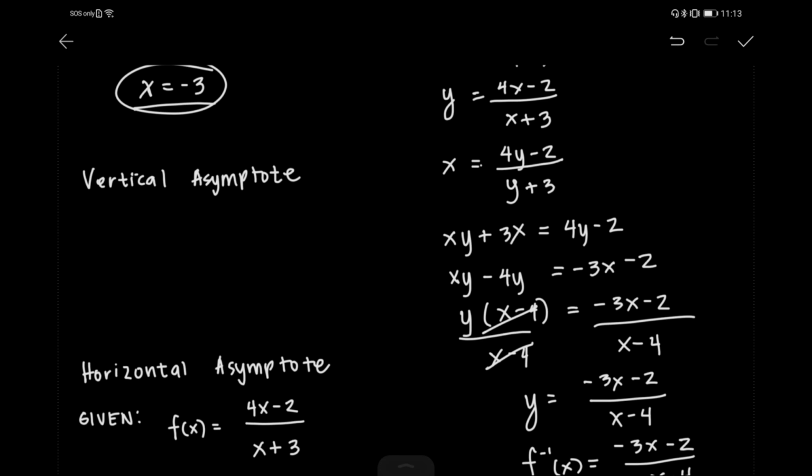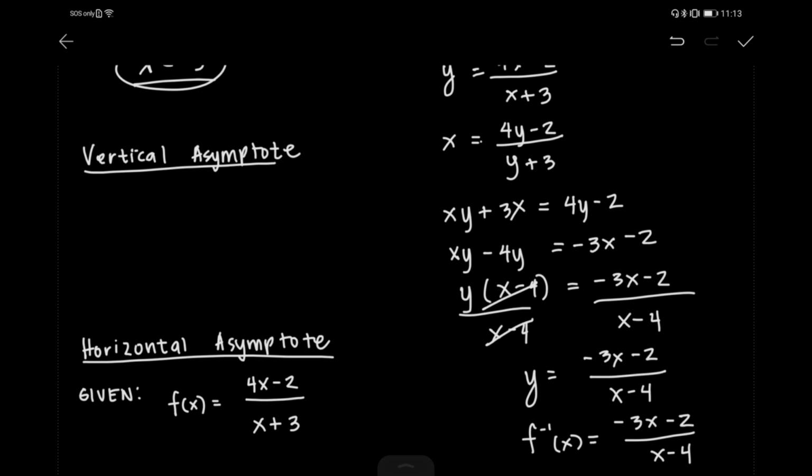Okay, this time let us discuss on how to find the vertical asymptote tsaka yung horizontal asymptote. Para makuha natin yung ating vertical asymptote, titingnan natin mula doon sa ating given. So, ito yung given natin kanina. Titingnan natin kung kailan mag-0 uli yung ating denominator. So, ang x plus 3, kailan siya mag-0? So, of course, mag-0 ito if the value of our x is equal to negative 3. So, therefore, yung ating vertical asymptote is located siya doon sa x which is negative 3.